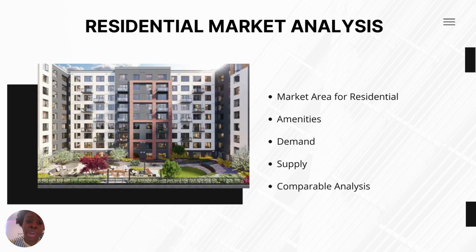And then we went to the residential. With the residential, the market area for residential was outlined.